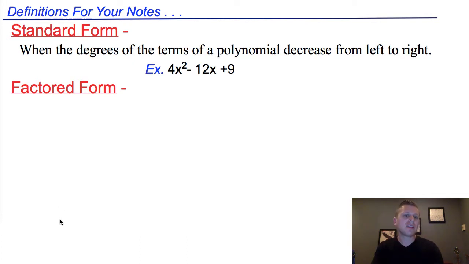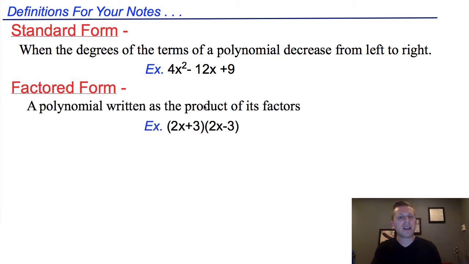Now factored form is different. We just learned that when something is in factored form, it's written as a product. So I could take the same expression here, 4x squared minus 12x plus 9, and I could write it in factored form by writing it as a product. When it's written as a product, this expression here is equivalent to this one. They're the same right now.